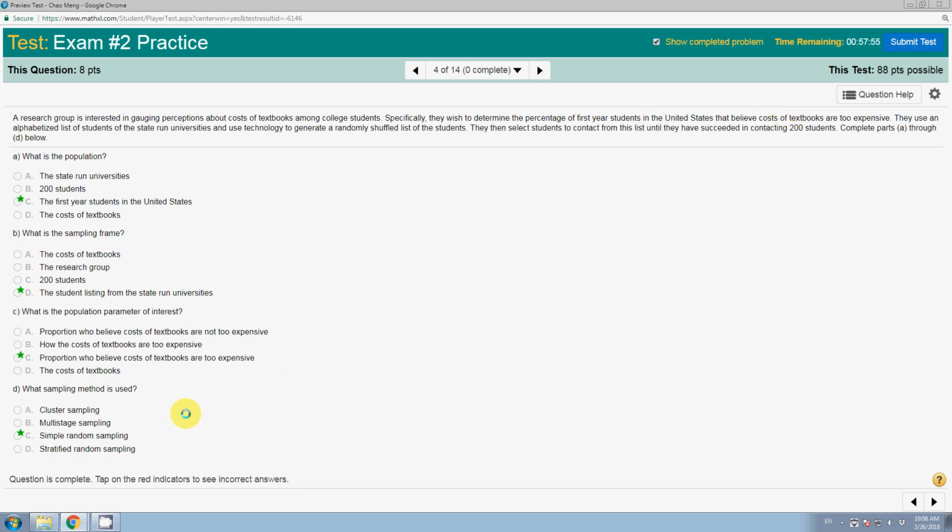Then the last one, what sampling method is used? If we read the third sentence, it says they use technology to generate a randomly shuffled list. Randomly shuffled, so random. That's going to be simple random sampling.